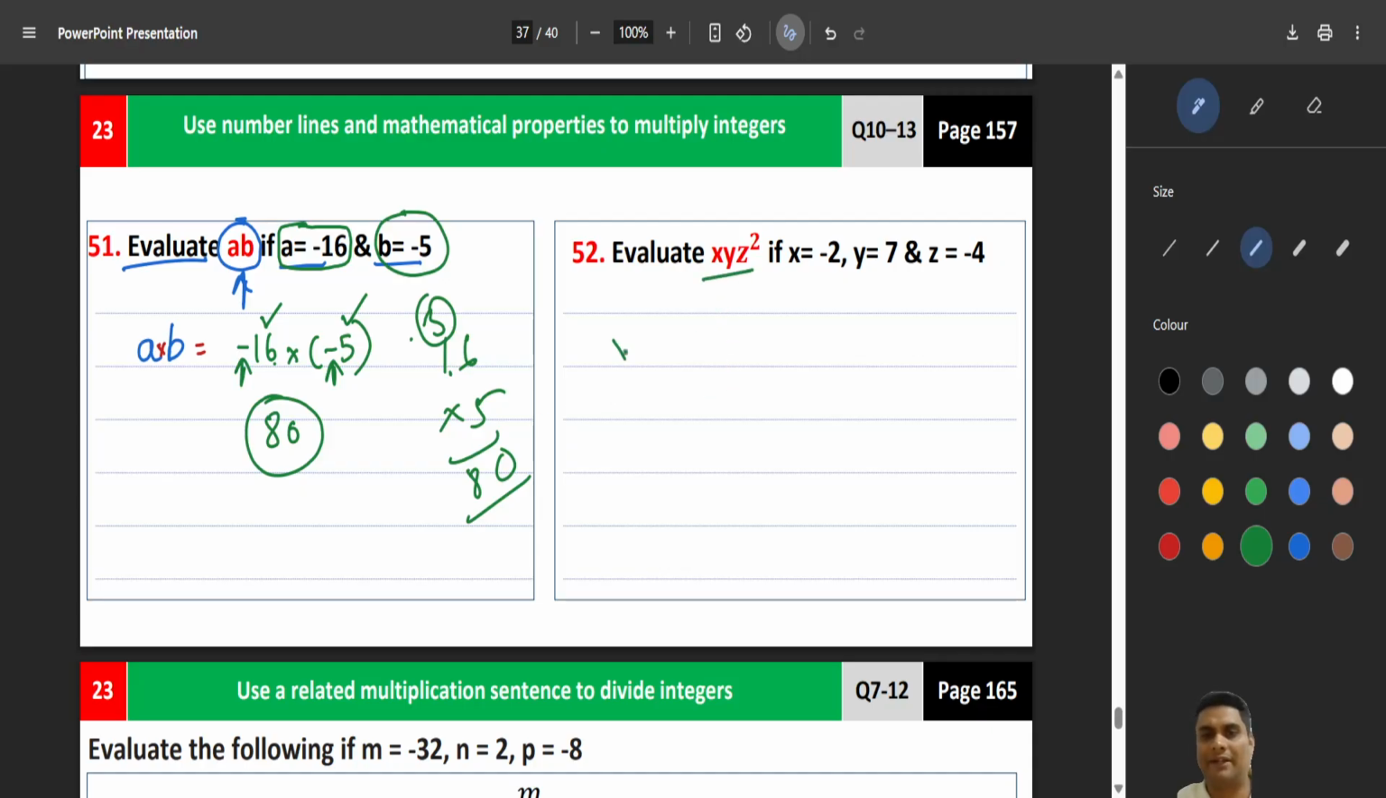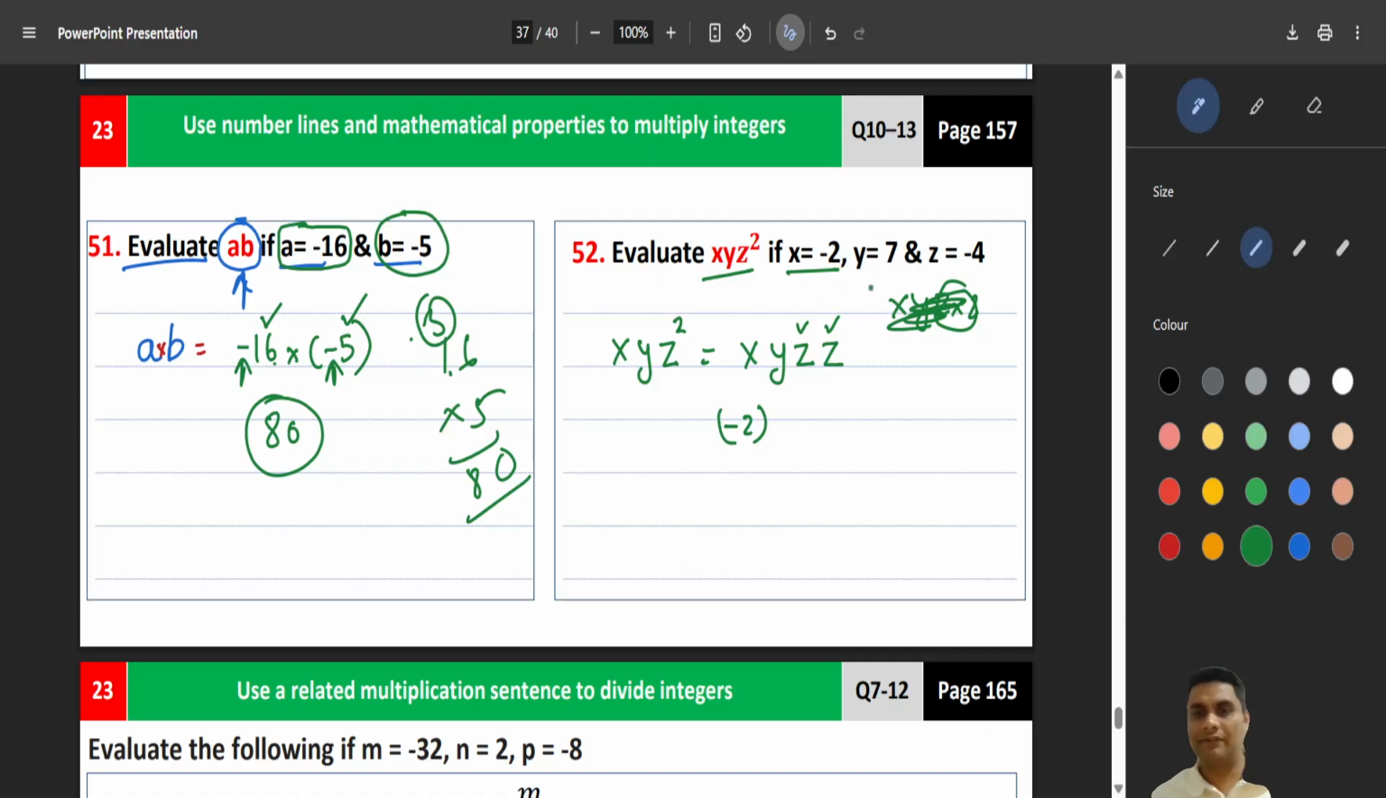Now I have x, y, z power 2. Z power 2 yani we have to multiply the z 2 times. How? X multiply y multiply z multiply z, like this. Some students say that x times y times z times 2. No, not times 2. Multiply the z 2 times. Okay. Now what is x? X is minus 2.